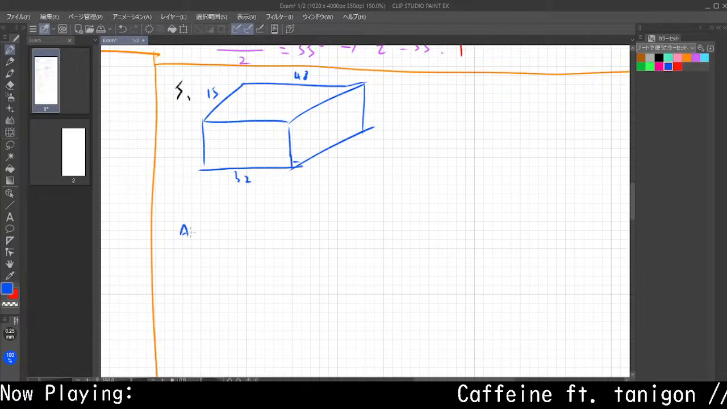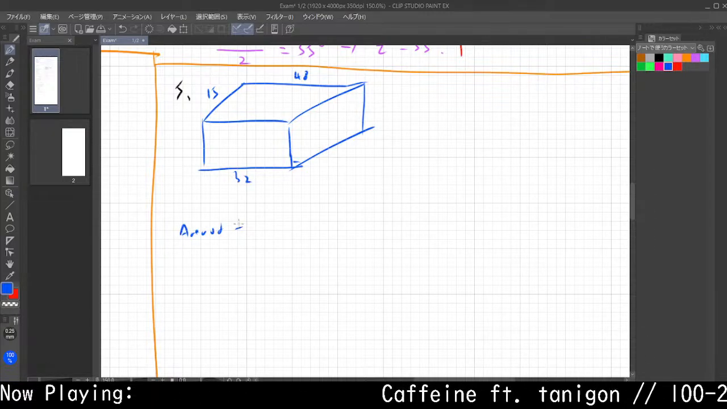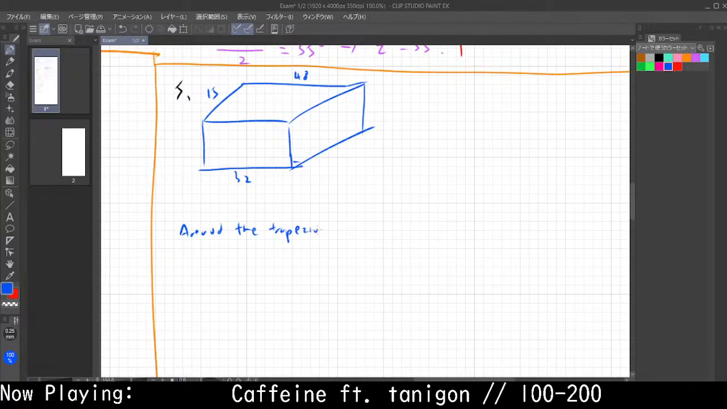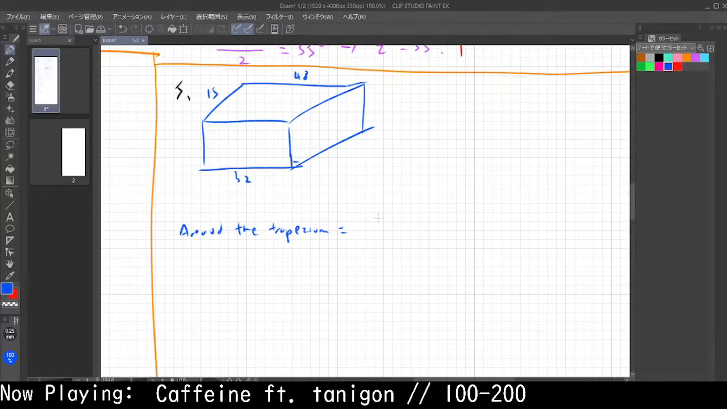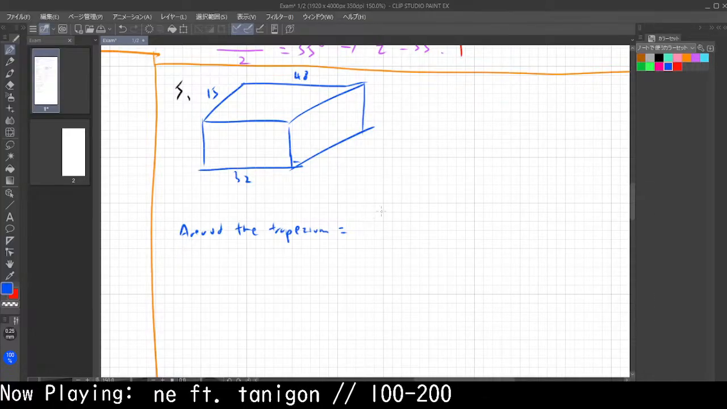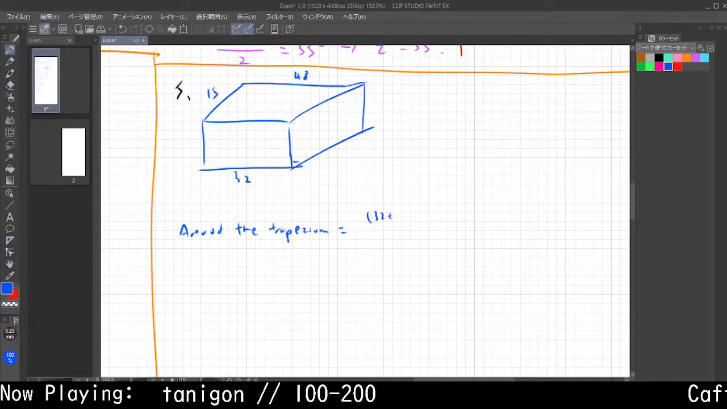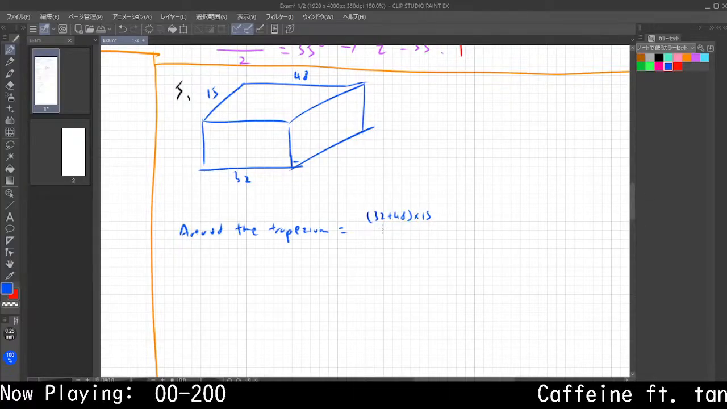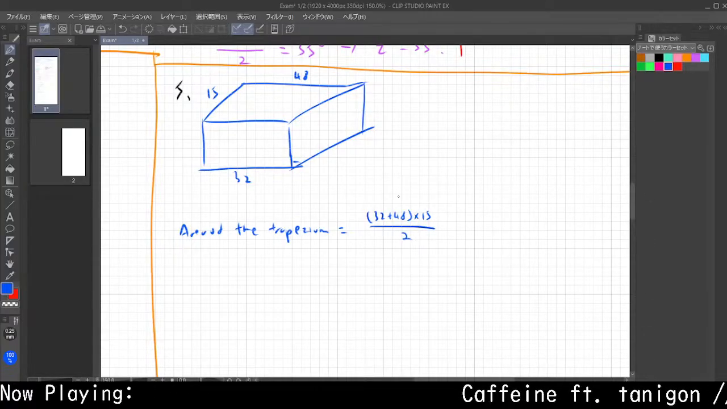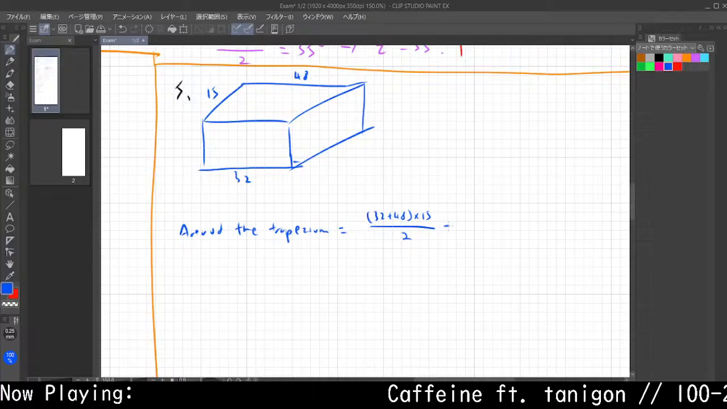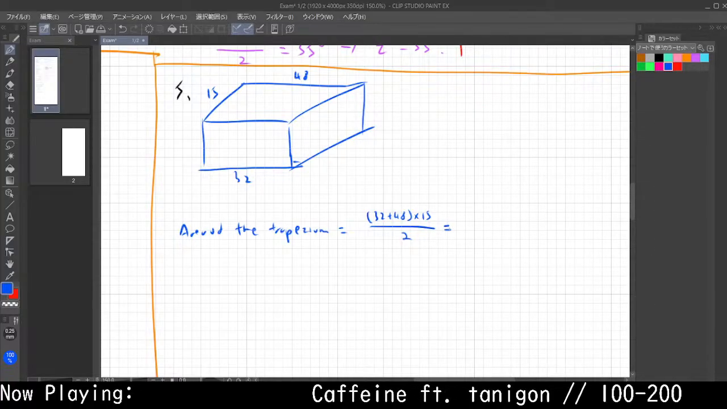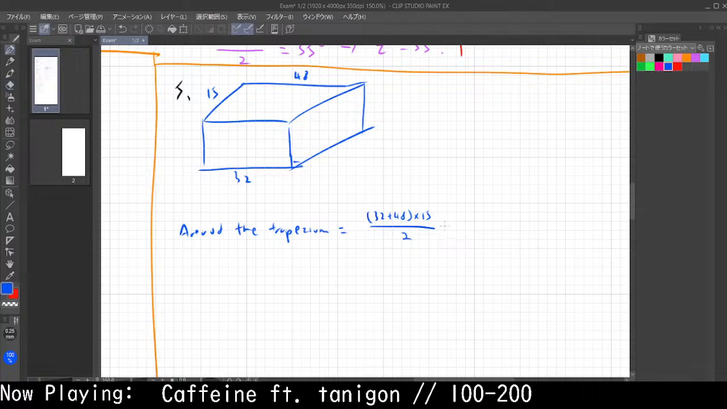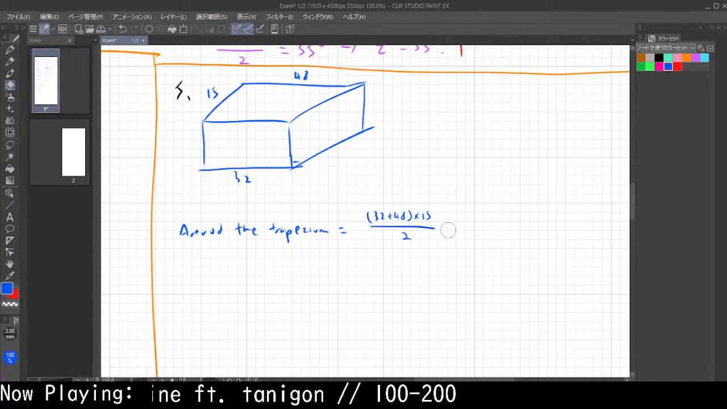Therefore the area of the trapezium is equal to both of your parallel sides added up together, multiplied by the height of the trapezium, then divided by 2. So this will get you a certain area. If you calculate this, you should be able to get this.